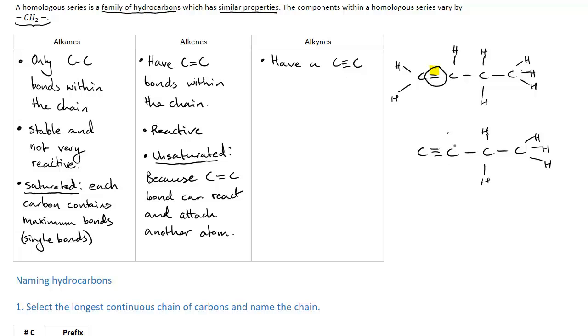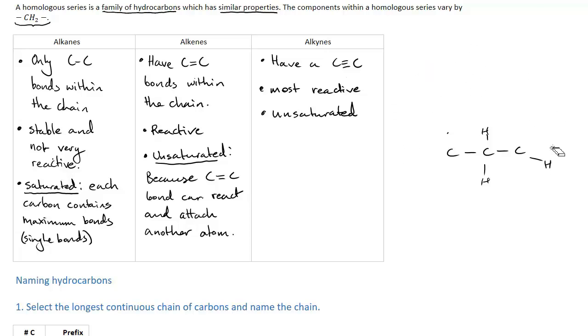So that carbon there doesn't require any more hydrogen connecting to it, and this carbon just requires one more hydrogen because there's triple bonds. So most reactive, this one. And it's also referred to as unsaturated. Now, the formulas that these alkanes, alkenes, and alkynes have, they vary.